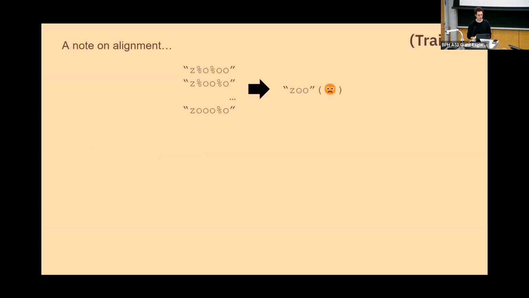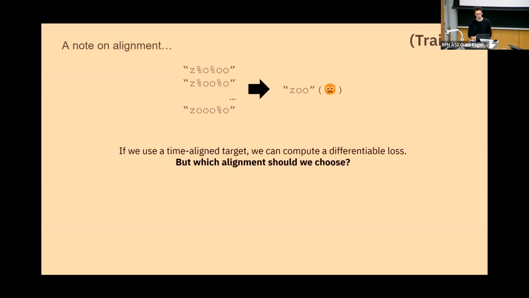And then the problem of alignment is basically the fact that there are many different alignments that can map to the same correct output, or the same target, really. And so the question becomes, if we want to use a time-aligned target to compute a differentiable loss, which alignment should we choose?